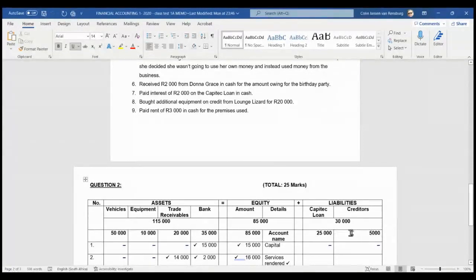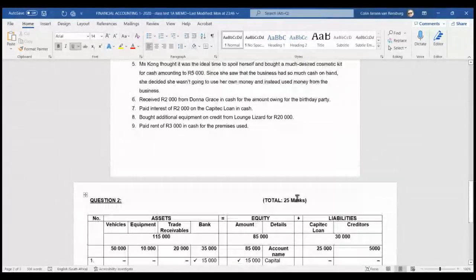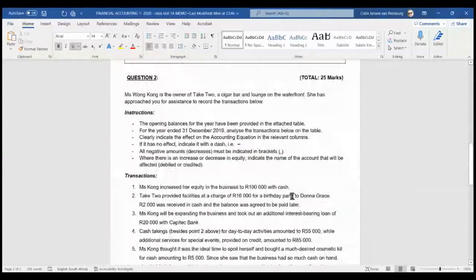Anyway, there we've got the opening balances as well. So they've already provided the names of the accounts on this accounting equation worksheet, and they've provided us with the opening balances, right? That is what they're saying there.